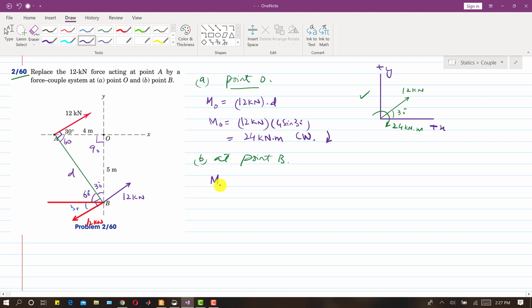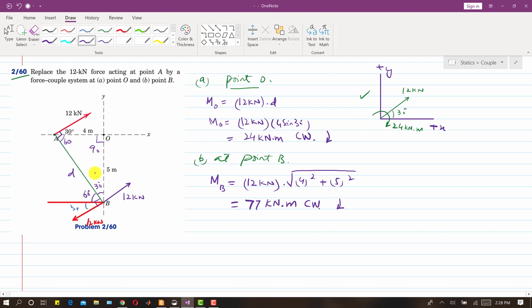Now if we want to find the magnitude of the couple at B, we will write couple at B will be equal to 12 kilonewton into the perpendicular distance. So we will use the Pythagoras theorem. This is the base and this is the perpendicular. So we will write the square root of 4 square plus 5 square, right? So this will give us approximately 77 kilonewton meter, and as we can see, this is producing clockwise and this is also producing clockwise, so the direction will be clockwise, right, or in this direction.